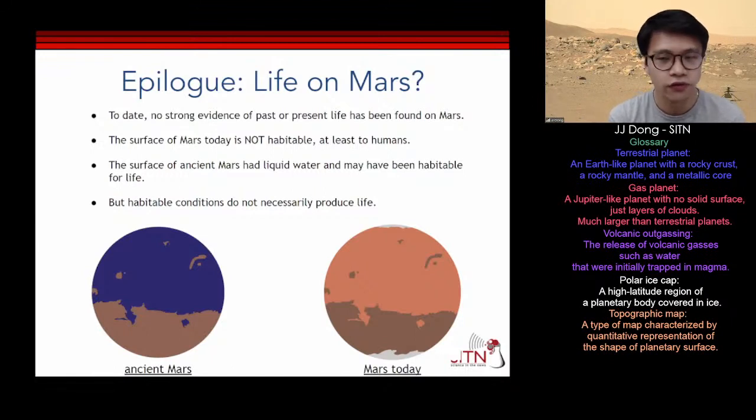So far, we have no strong evidence of past or present life on the surface of Mars. And the surface of Mars today is not quite habitable, at least to human beings or any other animals that we know of. The surface of ancient Mars had liquid water and may have been habitable for life. But I want to emphasize that habitable conditions with water do not necessarily mean it would produce life. So the current answer is no.